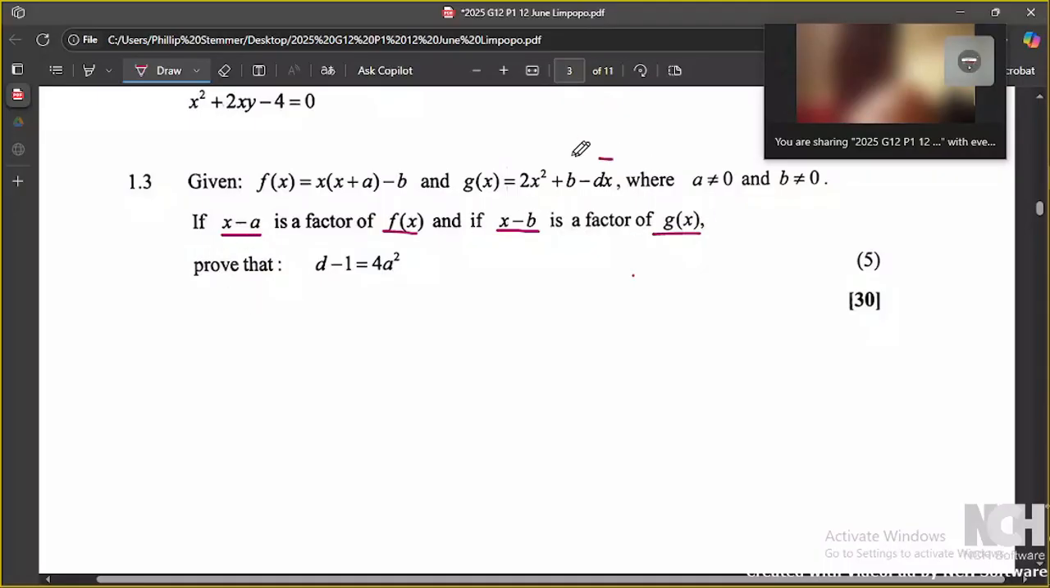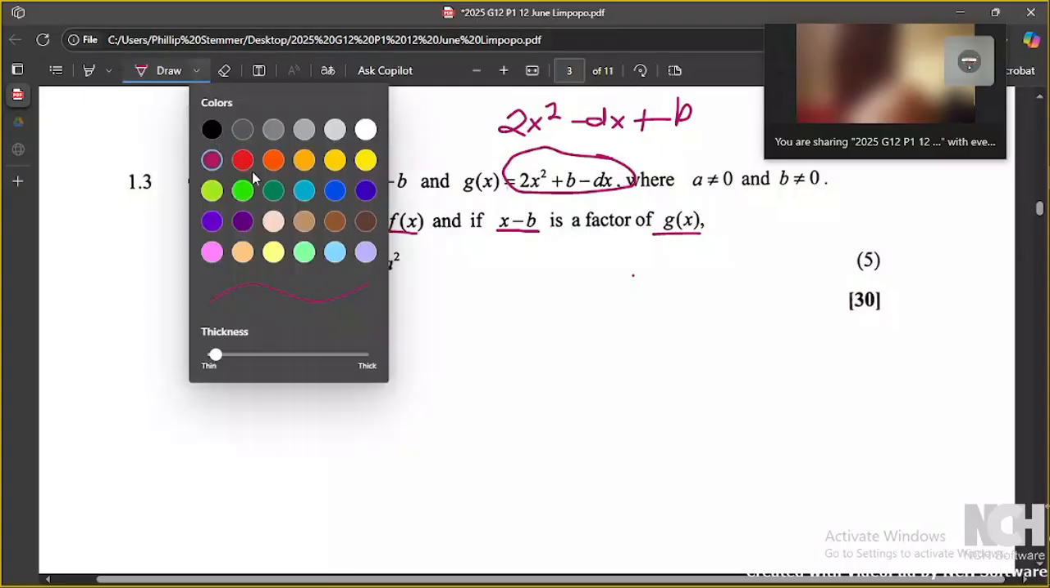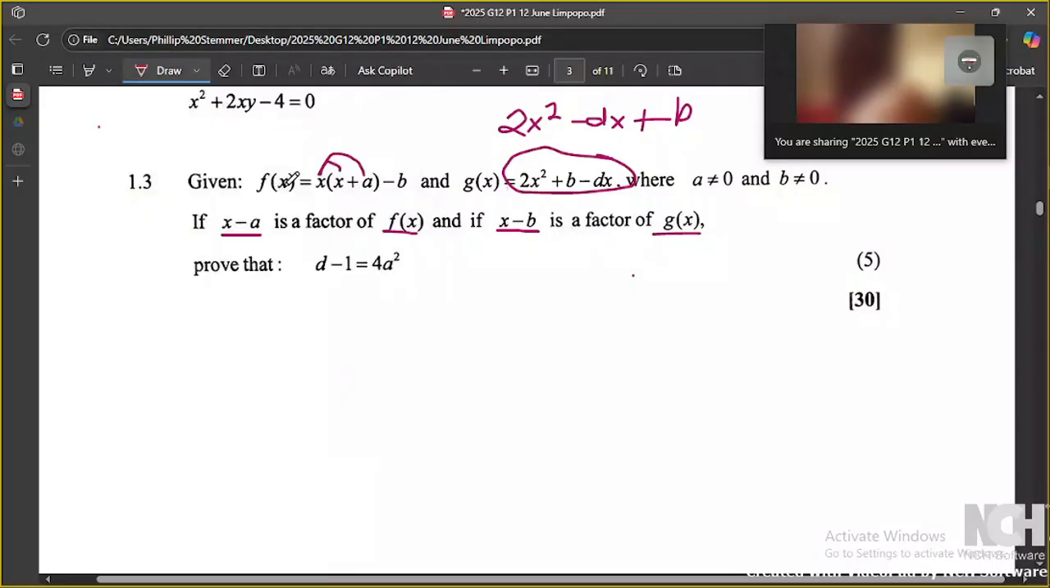So can you rearrange this? Bring it in this form: 2x squared minus bx plus b. Then we solve the quadratic, x squared plus xa, x squared plus xa minus b.